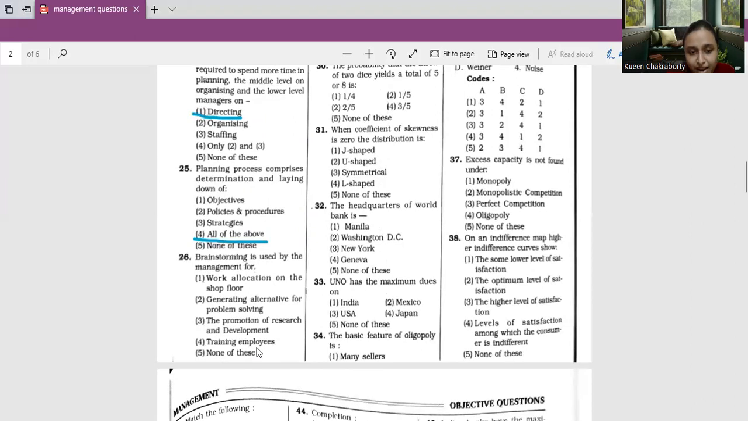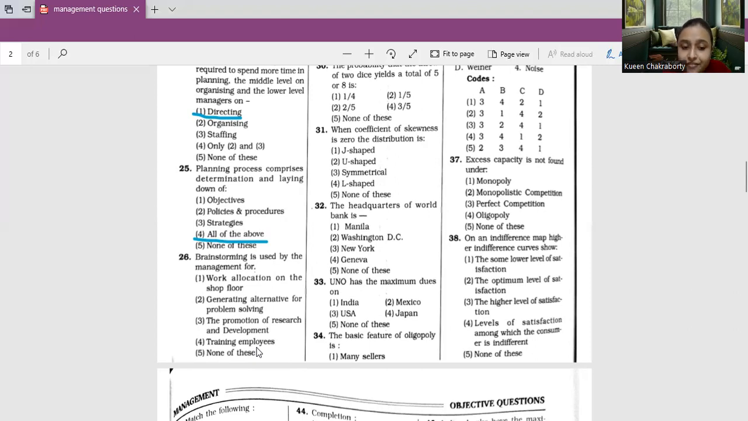Brainstorming is used by the management for work allocation on the shop floor, generating alternatives for problem solving, the promotion of research and development, training employees, or none of these. Now, firstly, what is brainstorming? Brainstorming is actually a group problem solving technique in which mainly the managers meet face to face to generate and debate a wide variety of alternatives from which they can make a decision, or a decision can finally be arrived at.